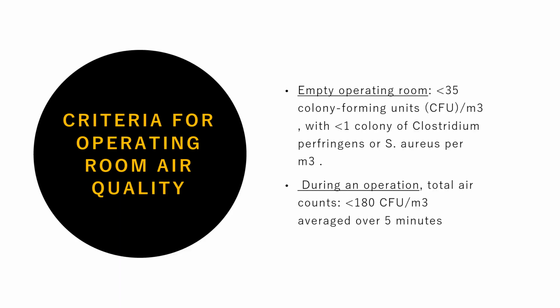The criteria for operating room air quality include, for an empty operating room, less than 35 colony forming units per cubic meter, with less than 1 colony of Clostridium perfringens or Staph aureus per cubic meter. During an operation, total air counts should be less than 180 colony forming units per cubic meter averaged over 5 minutes.